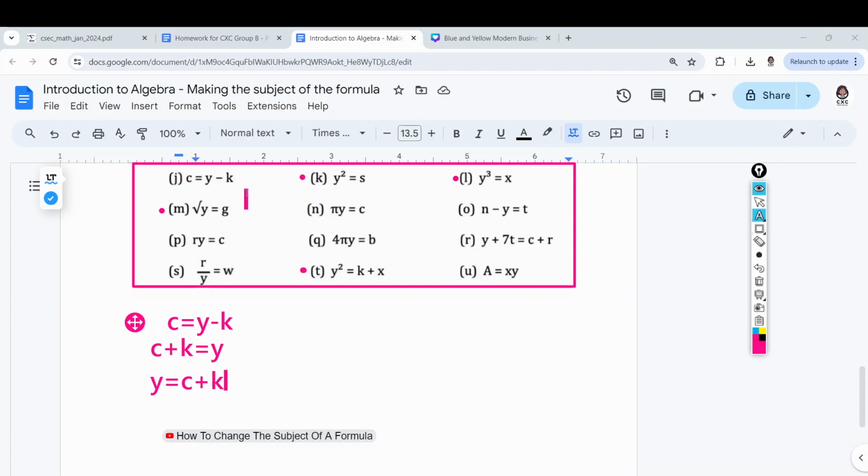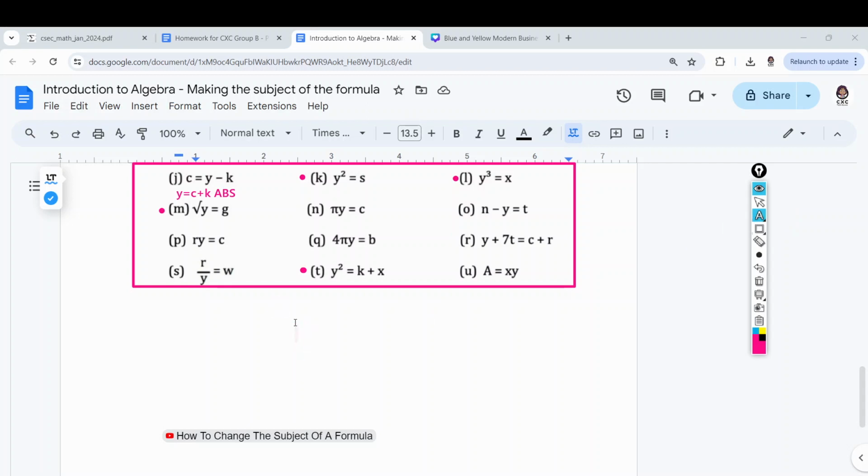Let me just put the answer beside it or beneath it. Y is equal to c plus k. So it's really easy. Answer: y is equal to c plus k. So that was easy. Now this one, guys, which is k here, which has a dot on it, right? This one, guys, you have to use the law of indices for this one, right? So how do we solve it now? It's kind of really easy though, but how do you solve it?